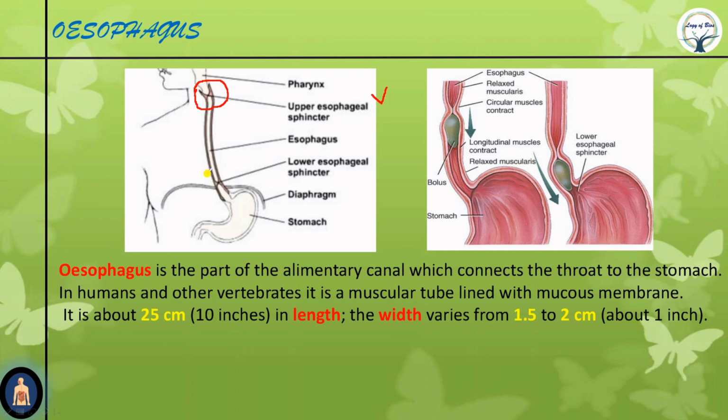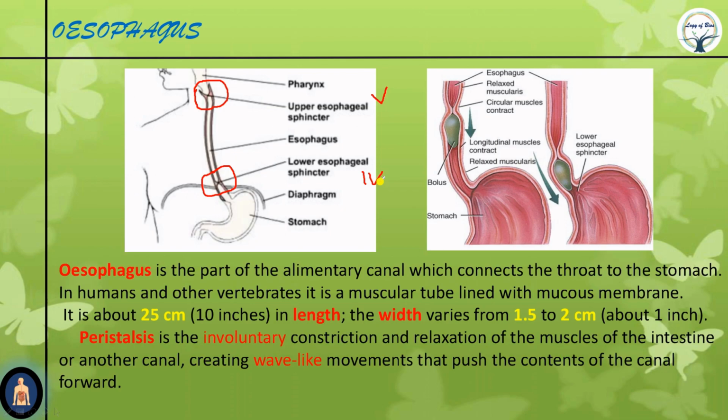But this one is the lower esophageal sphincter. This is located near the heart and this is involuntary. Anything which is involuntary is generally made up of smooth muscles. So this lower esophageal sphincter is made up of smooth muscles. It is involuntary and it is located near the heart. Clear?